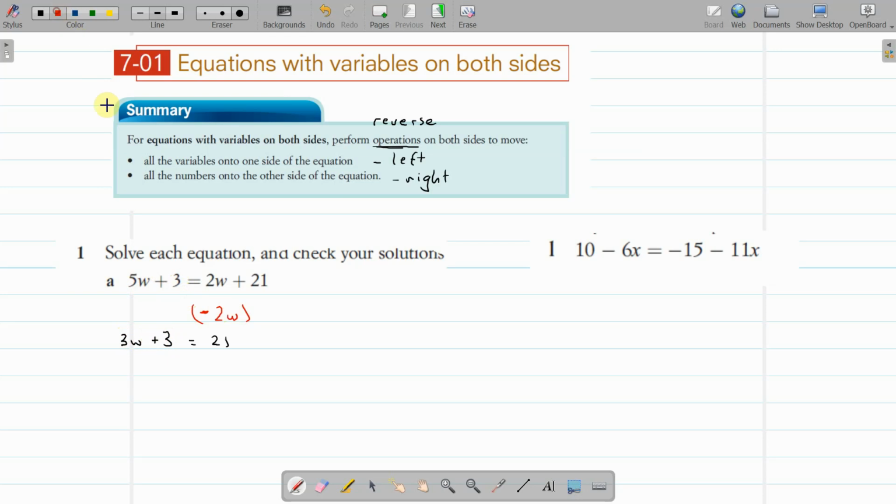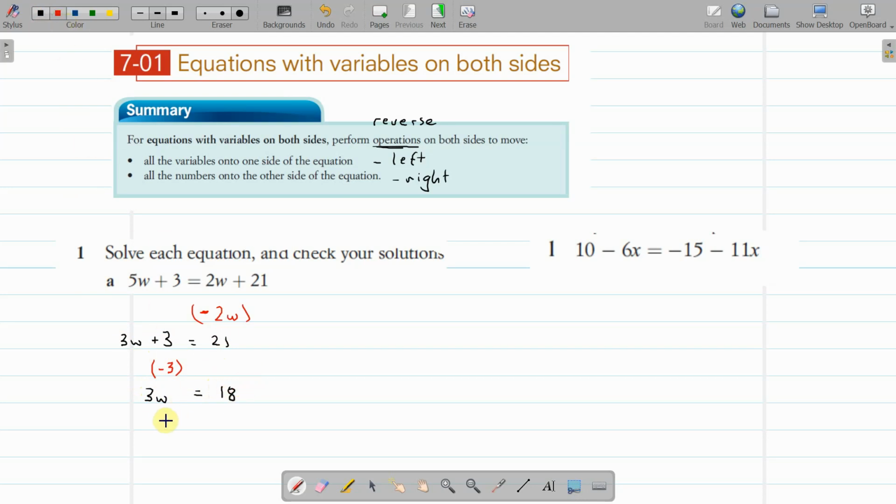Okay, next step. Numbers to the right. So we're going to take that plus 3 away by doing minus 3. That will cancel that. So what we're left with on this side now is just 3w. The plus 3 is cancelled out. And then we minus 3 from the 21 as well. 21 minus 3 is 18.